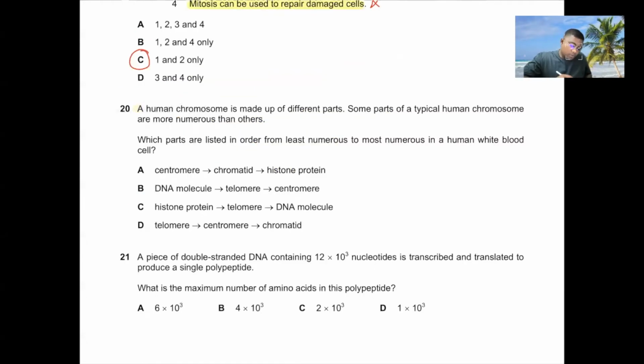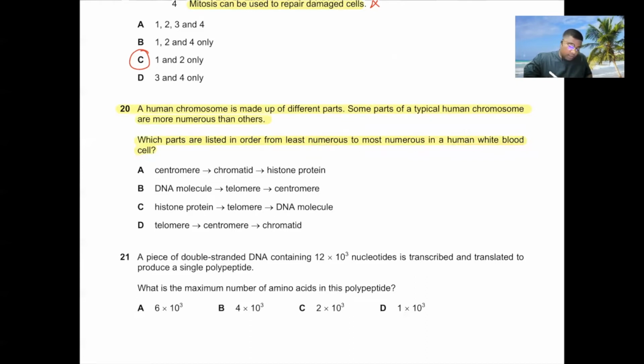Question number 20. A human chromosome is made up of different parts. Some parts of a typical human chromosome are more numerous than others. Which parts are listed in order from least numerous to most numerous in a human white blood cell?